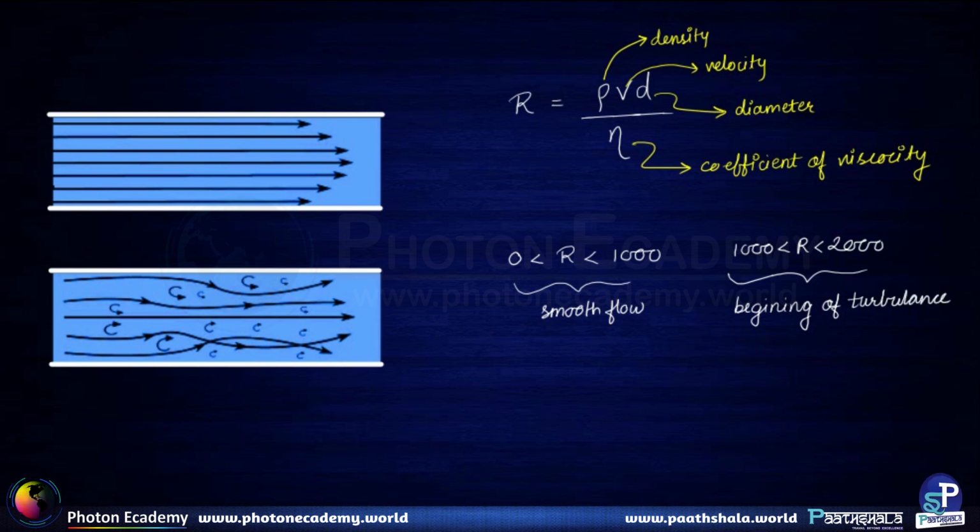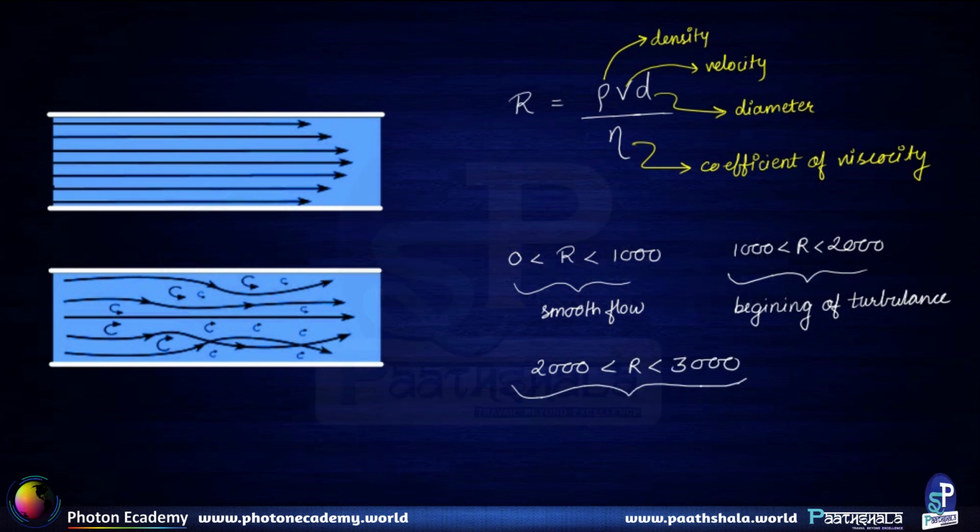All right, so we have got the third case wherein, let us say, if the Reynolds number is between 2000 and 3000, then this means that the flow is really turbulent. So this is turbulent flow.